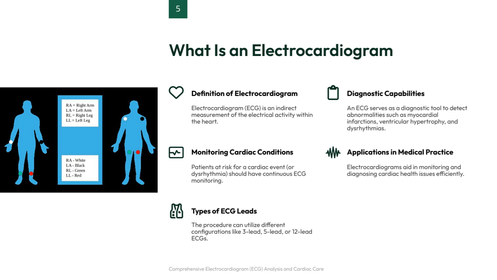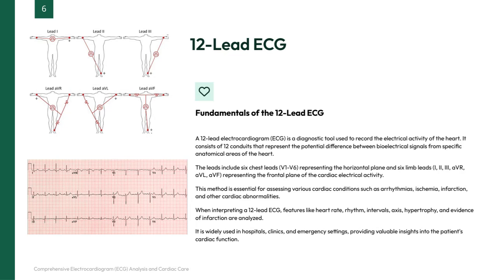The 12-lead ECG is a fundamental tool we use to capture the heart's electrical activity from multiple perspectives. It records signals through 12 leads, 6 placed on the chest, which show us the heart's activity across the horizontal plane, and 6 limb leads that give us views from the frontal plane. This combination allows us to get a comprehensive picture of the heart's function. By analyzing these leads, we can assess important aspects like heart rate and rhythm, detect abnormalities in electrical conduction, and identify conditions like arrhythmias, ischemia, or infarctions.